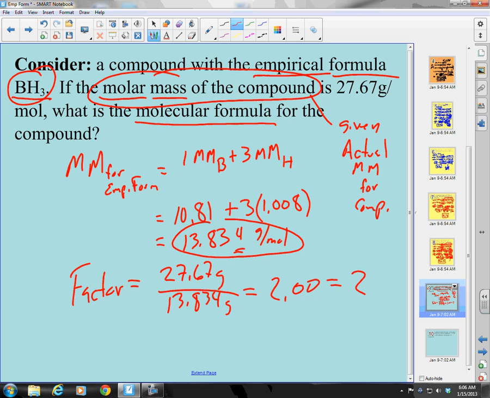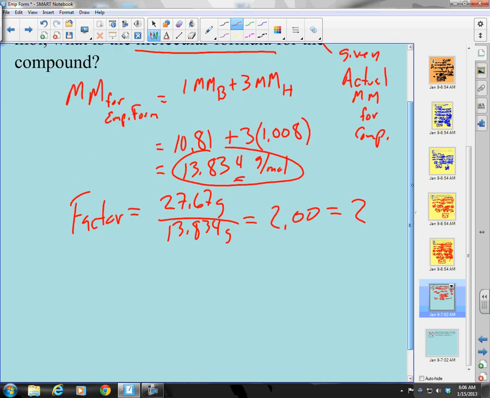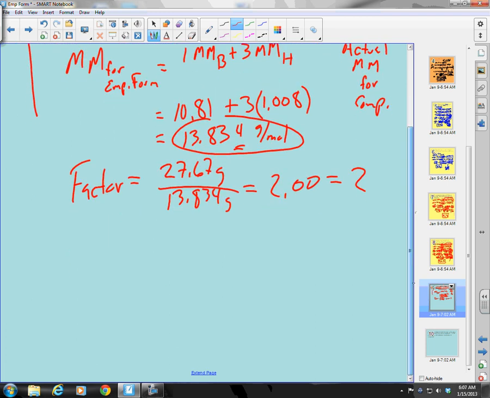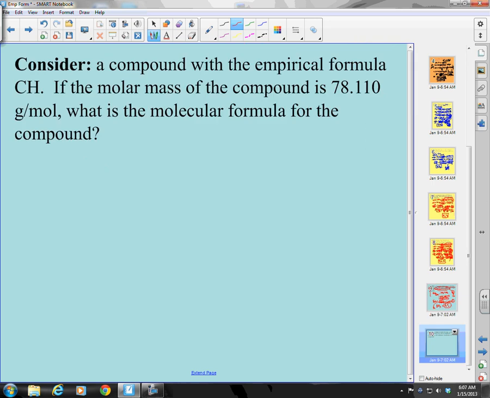That's my factor. Now, how do I get my molecular formula? I take my empirical formula, BH3, and I'm going to multiply those subscripts by my factor of 2, and when I do that, what do I get? I get B2H6, and that is my molecular formula. Woo! Can't be easier than that, can it? All right, you do the last one, and then we're done. Bring me back when you're ready.